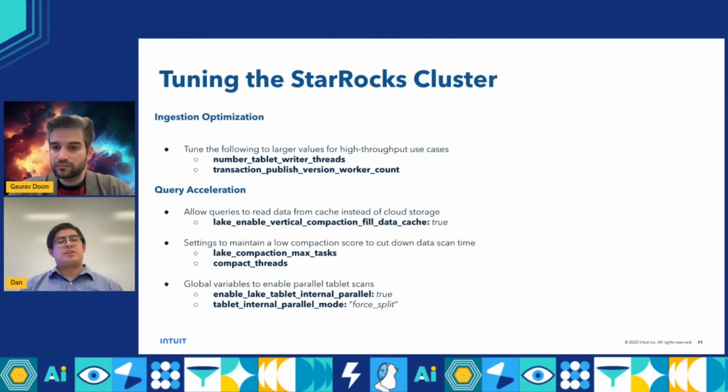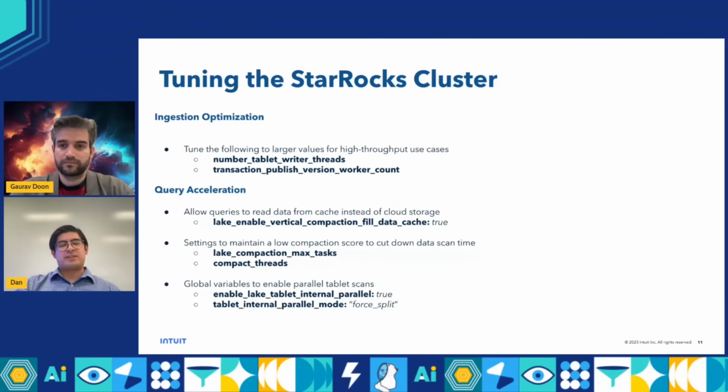The last thing that I want to talk about is some best practices that we've learned while provisioning multiple different use cases across Intuit for StarRocks. I've tried to categorize these into ingestion and query acceleration. So first, with high throughput use cases, there's the ingestion itself, and we need to make sure that we have assigned sufficient resources within the StarRocks cluster to write all of the data at the required throughput. So for those, we are using number of tablet writer threads and transaction public version worker counts.